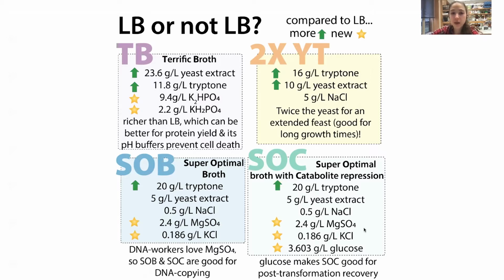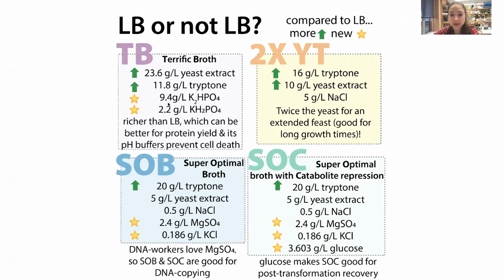The one that I use a lot is TB, or terrific broth. This has more yeast extract. If it has a green arrow, that means it has more of this thing than the LB does. And if it has a star, that means it's something that the LB doesn't have. So in your TB, you have additional yeast and additional tryptone, and you also have these potassium phosphate buffers.